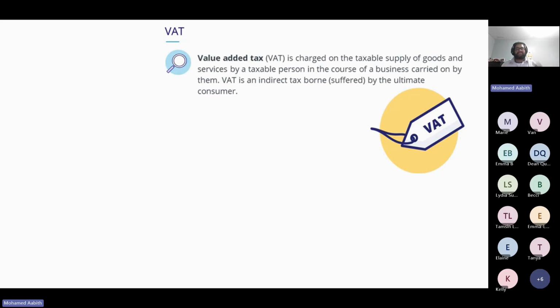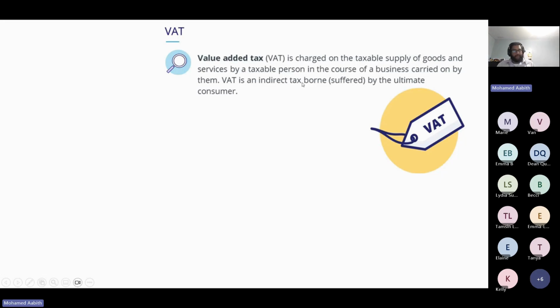This VAT is charged by HMRC for goods and services, and the taxable person in the course of business will collect it from customers and pay that on behalf of them to HMRC. So therefore, it is an indirect tax.